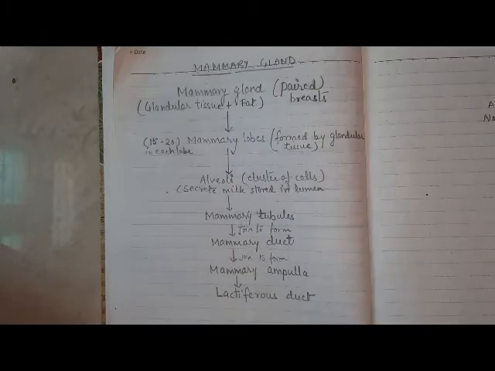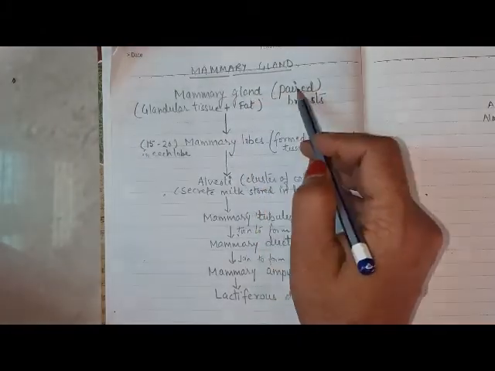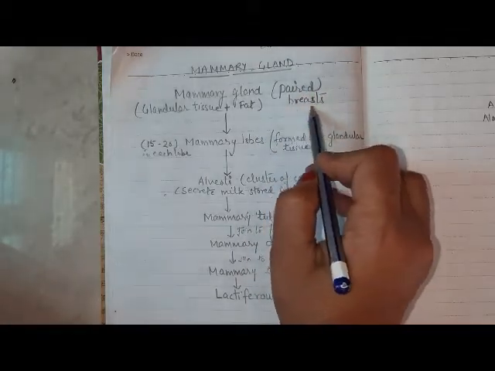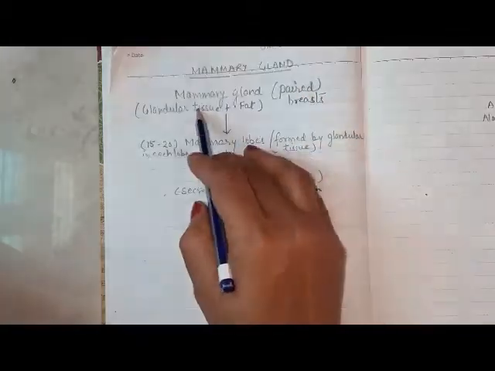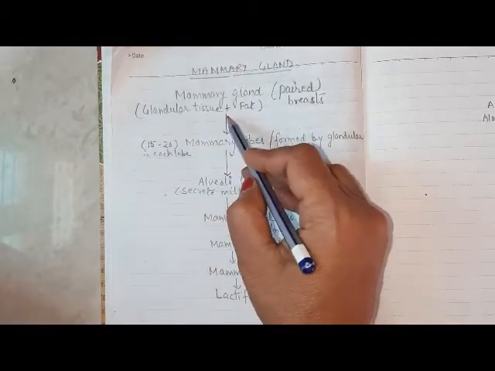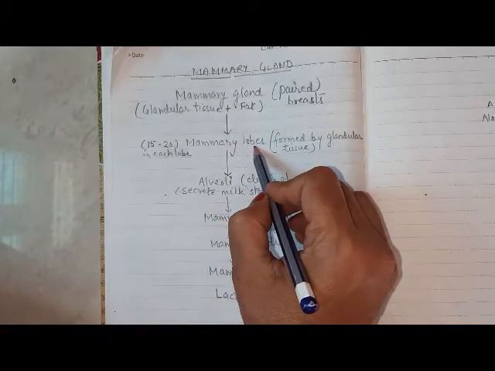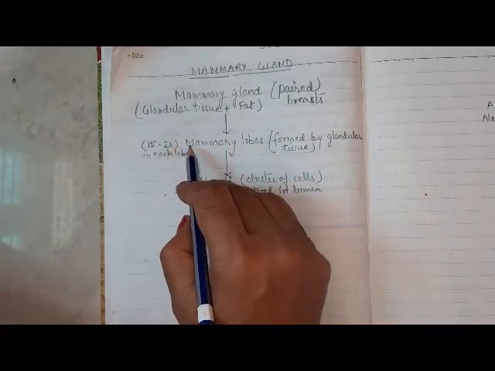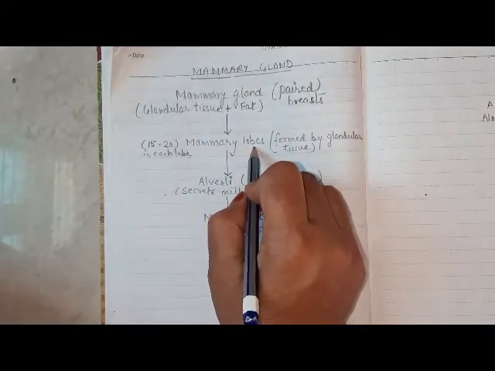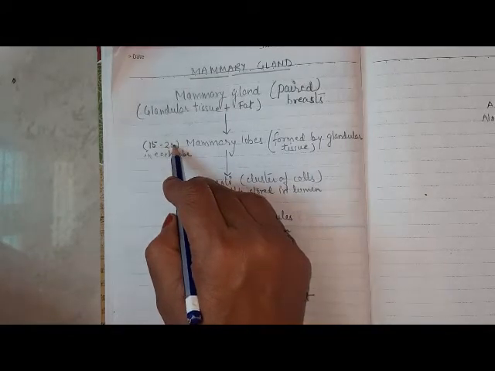Let's see the ray diagram. This one is the mammary gland. Mammary gland is in pair and the other name of this mammary gland is breast. It has glandular tissue and fat. This glandular tissue forms mammary lobes, which are around 15 to 20 in number.